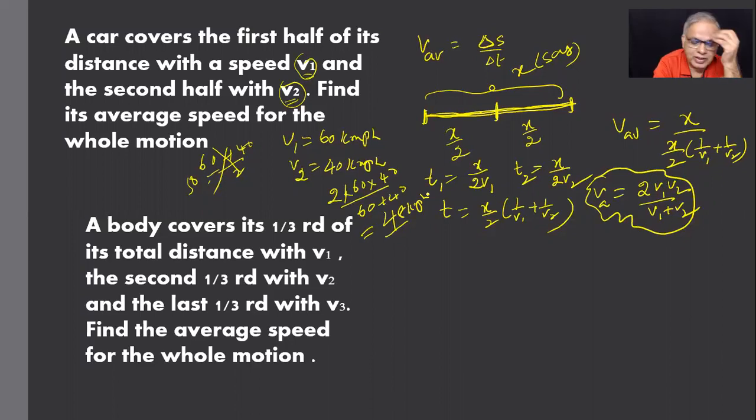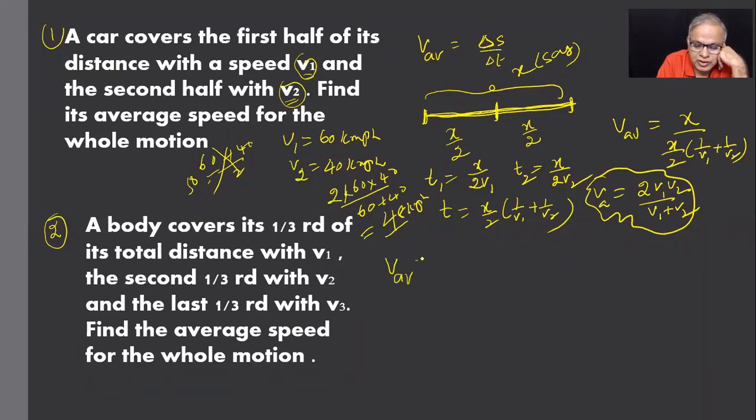So in a similar way, one can try the second one. First one done, and now the second one. So here, read the question again. A body covers its 1/3 of the total distance with V1, the second 1/3 with V2, the last 1/3 with V3. Find the average speed for the whole motion. Same way you need to do. You may try to do it in a shorter way now.